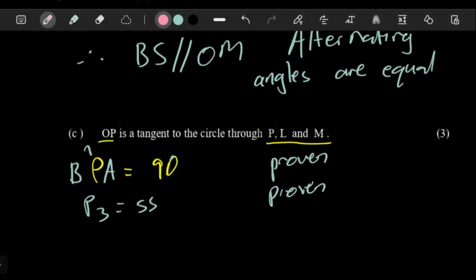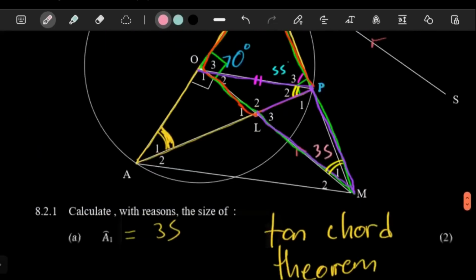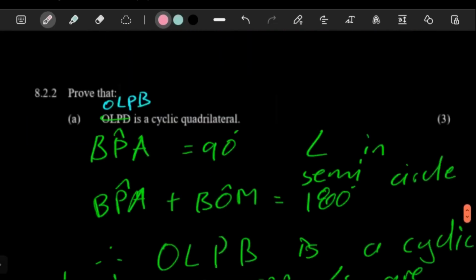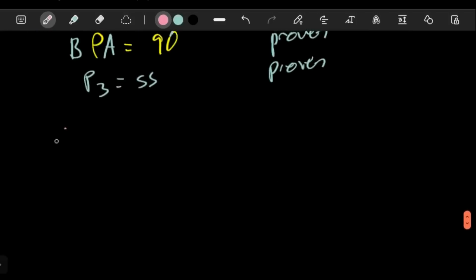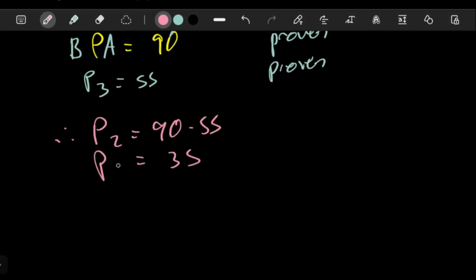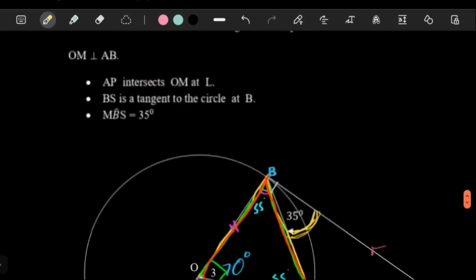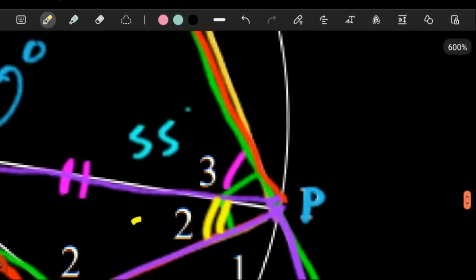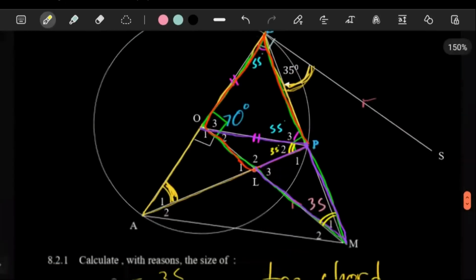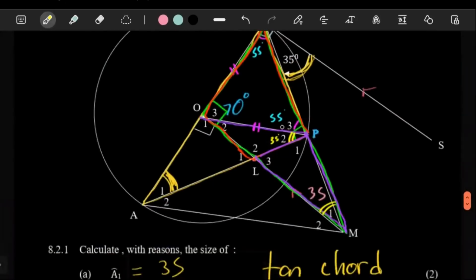And then as a conclusion, we can now state that the angle P2 is therefore equal to 90 minus 55, so we're left with 35. Because you've shown that this angle is definitely 35 also, you're good to go, because you are showing that this angle at the tangent is equal to the angle subtended by this chord of our circle that would have gone around there.